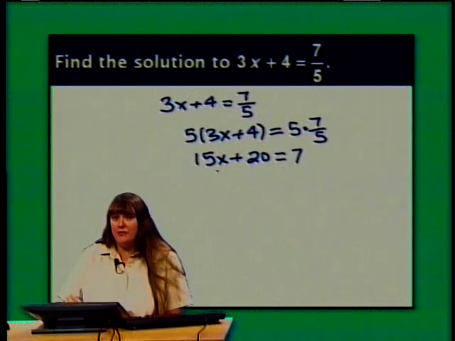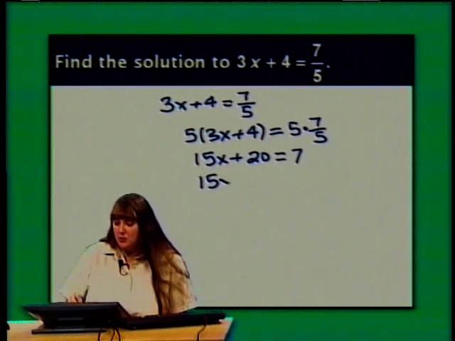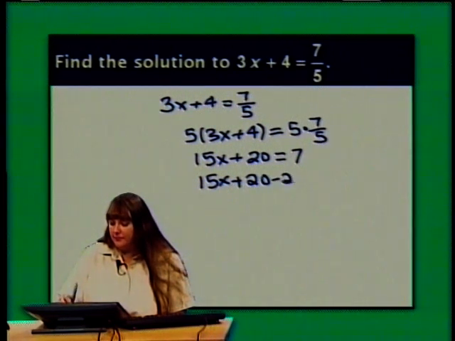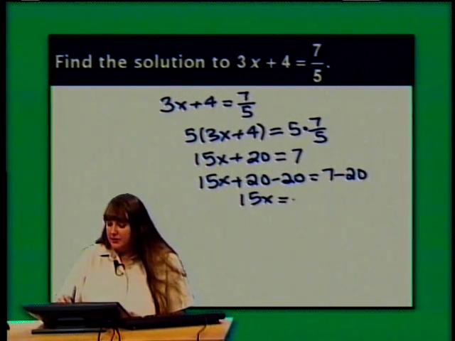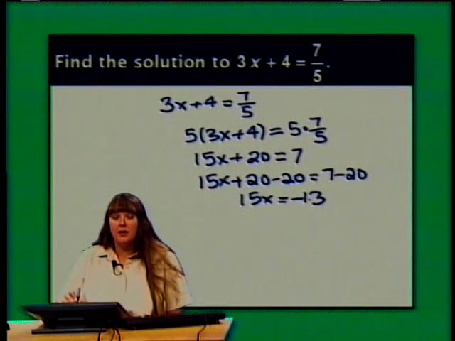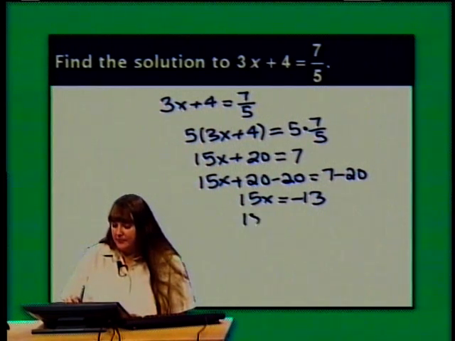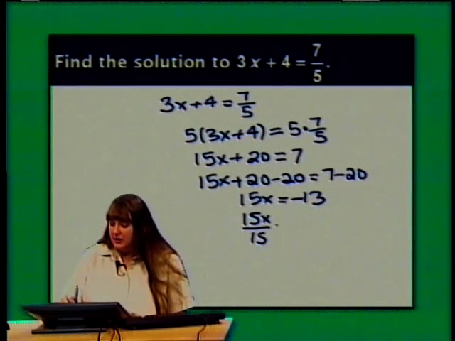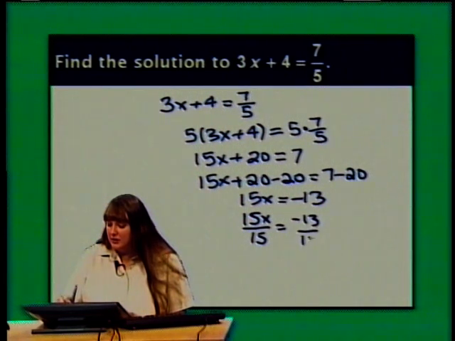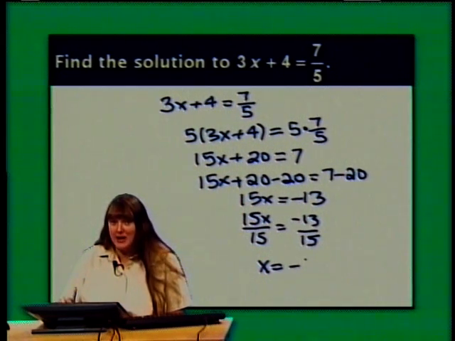I have just one variable term. I'm going to go ahead and leave that on the left, move my constants to the right, by subtracting 20 from both sides of this equation. Simplifying, I have 15x equals negative 13. Now if I divide both sides of this equation by 15, I can isolate x. So 15x divided by 15 equals negative 13 divided by 15. So x equals the fraction negative 13/15.